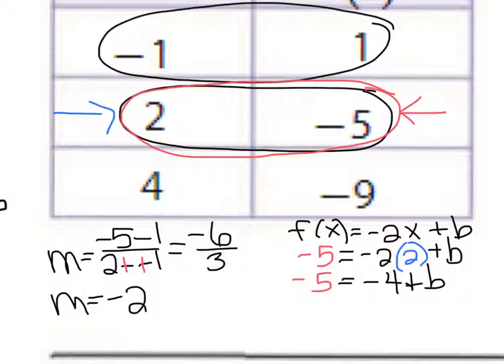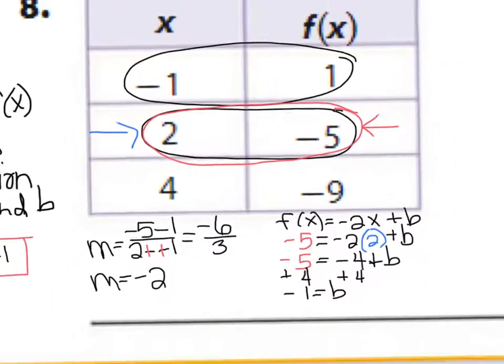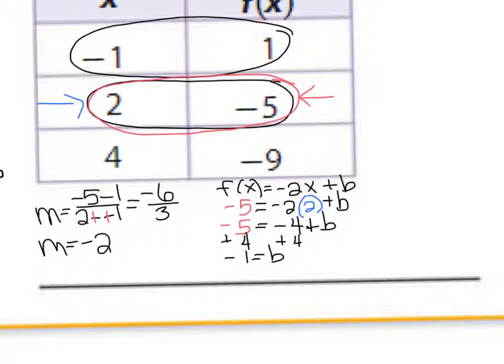So this time to solve for b, I would add 4. And negative 5 plus 4 is negative 1. So my b value is negative 1. We're still not done yet because our final answer is when we have it in equation form.